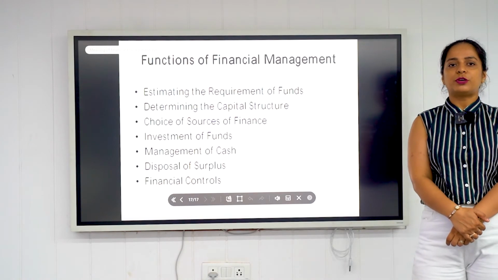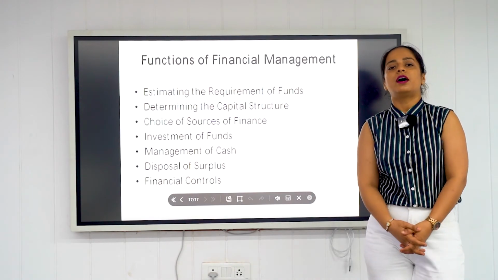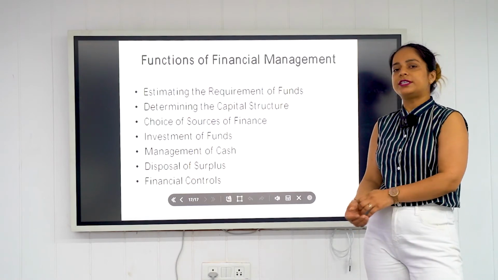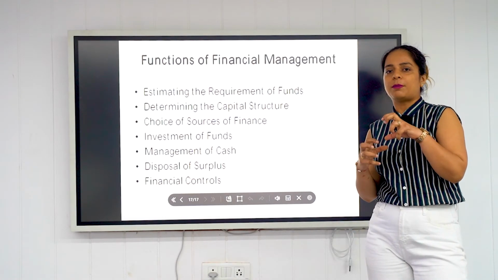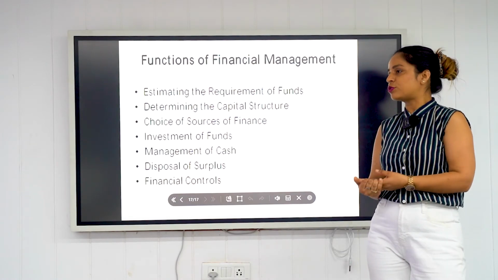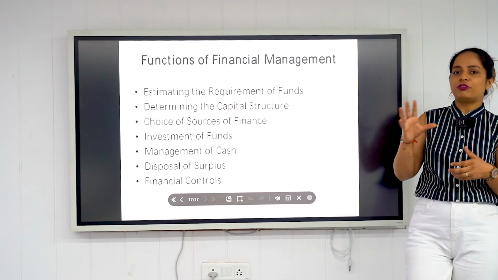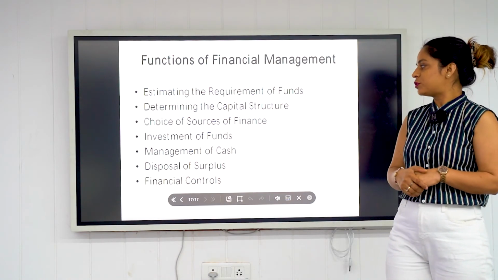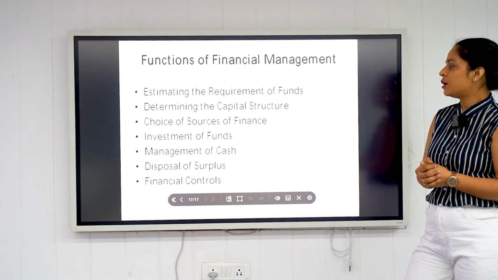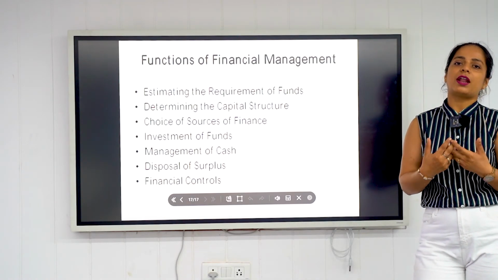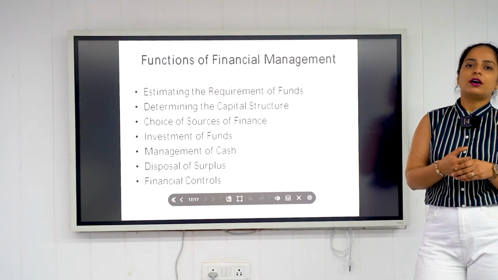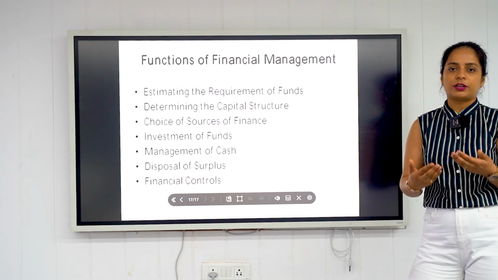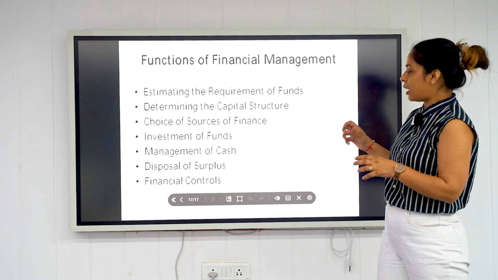These are the functions. We could discuss the functions of financial management. Similarly, as the role of financial management, it estimates the requirement, how much money is required. It also determines the capital structure, that is how much amount of money is generated from the different sources also. It could also be helpful to get the choices of the sources of finance, how to invest the funds, how to manage the cash in the organization, what to do if we are having surplus and we are having profit, so how could we dispose of that surplus, and it also controls how much money is going to be spent on different assets or different short term or long term assets, how to manage that particular money in the organization.